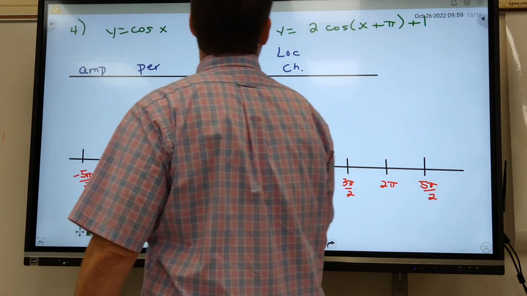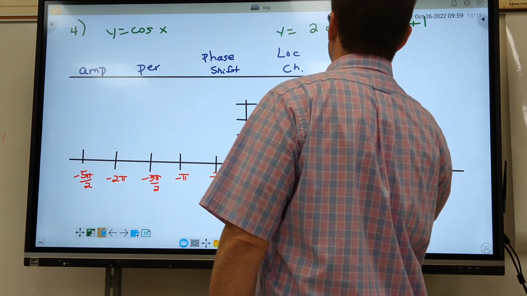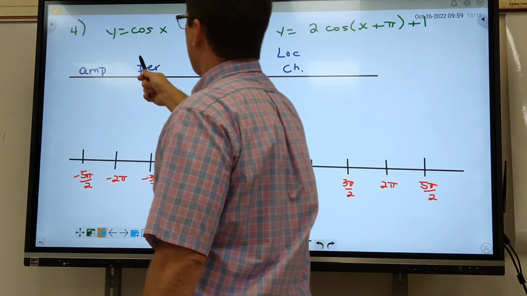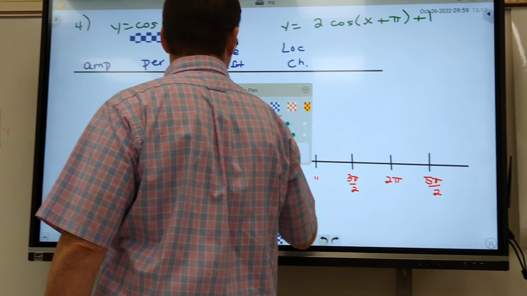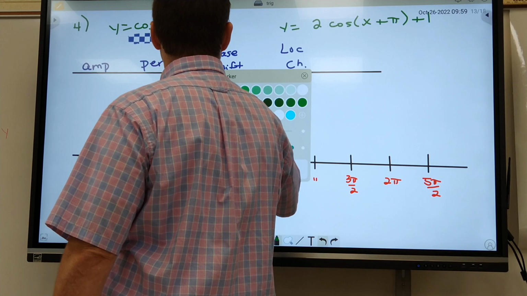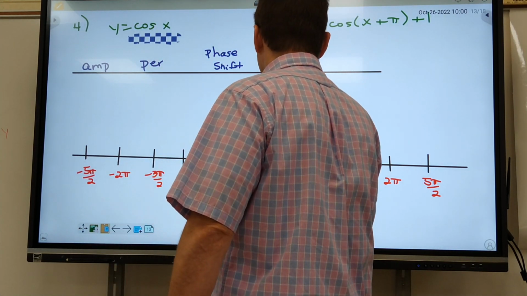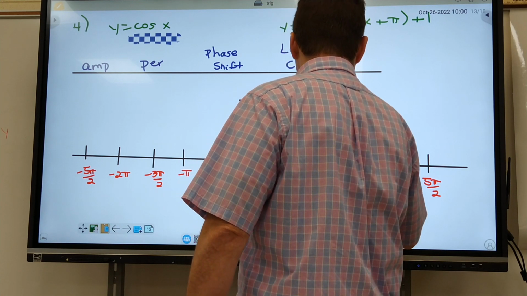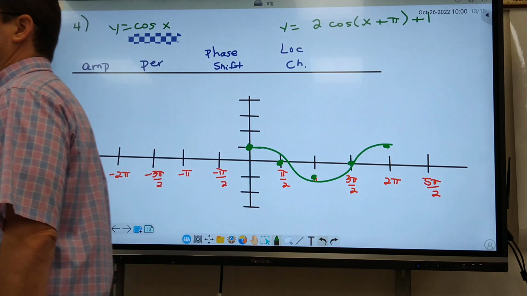All right, number 4 I think is going to have 3 changes. It might have 4 changes. First thing we got to do, we got to graph the parent graph. Ariana, you were supposed to have memorized by now what cosine looks like. It starts here. Remember, it looks like handlebars on a bike. We're going to do it for days. You'll have it memorized.